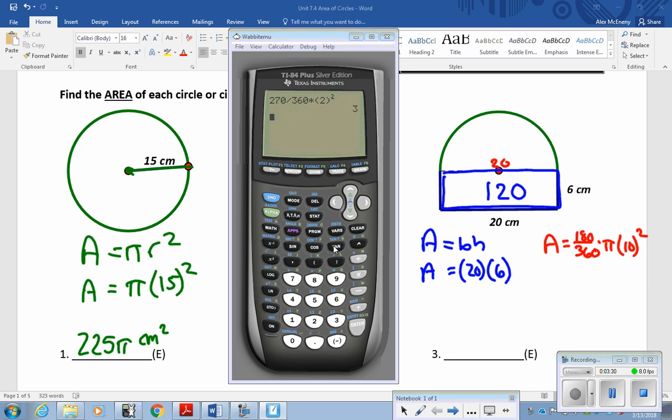So what we're going to have to do is type that part in the calculator. So we got 180 divided by 360 times 10 squared, which ends up being 50. In this case, the area would be 50 pi.